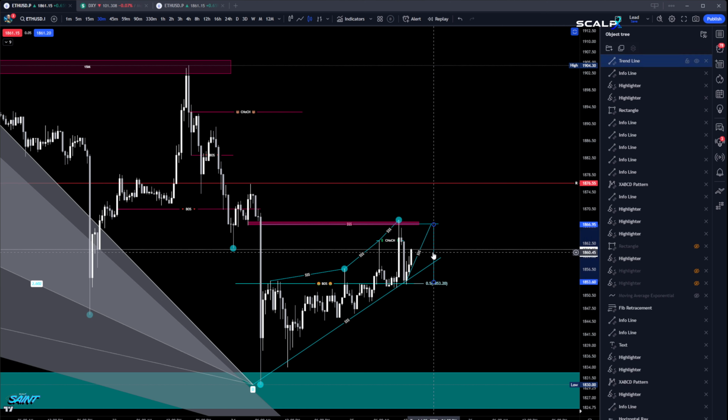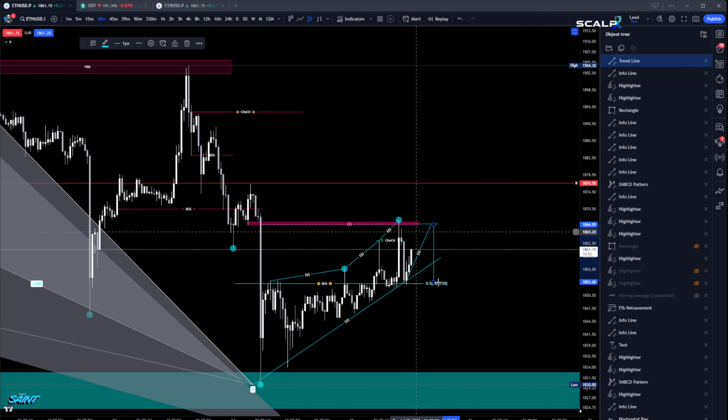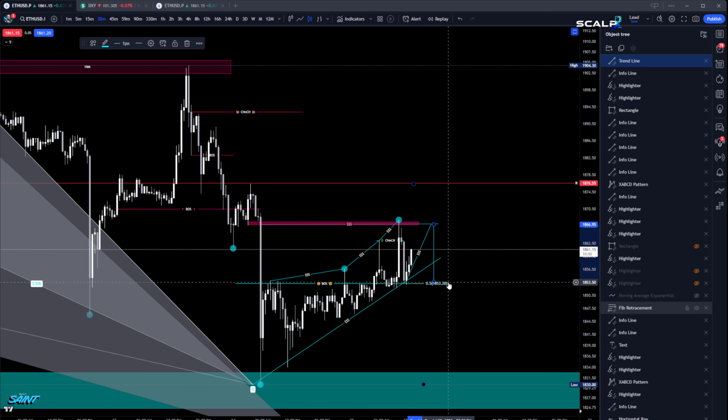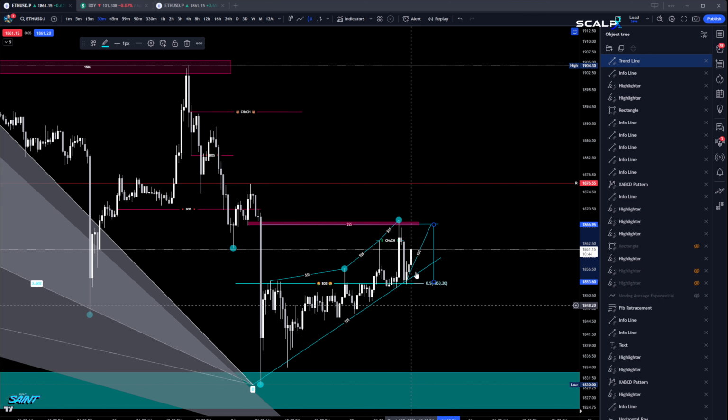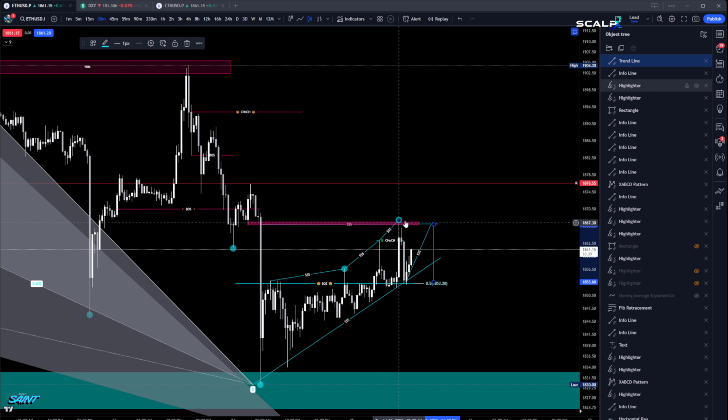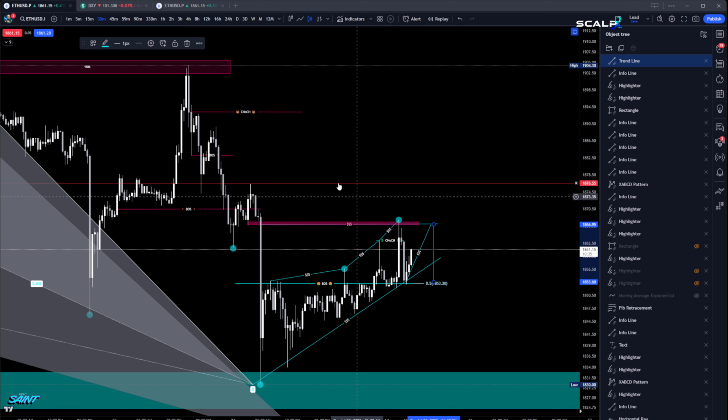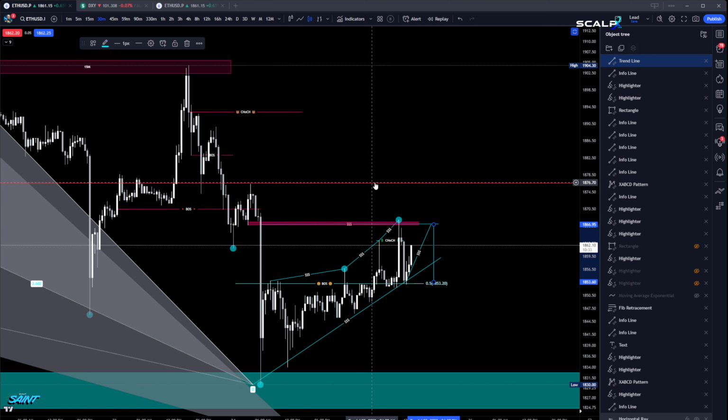So that's what we would look for, and then to see what happens here. If it reclaims the 50 benchmark and moves down, then we're good. But we've got to monitor all this. Like if it breaks this order block right here, I'd probably close my short and then look for a re-entry around here.